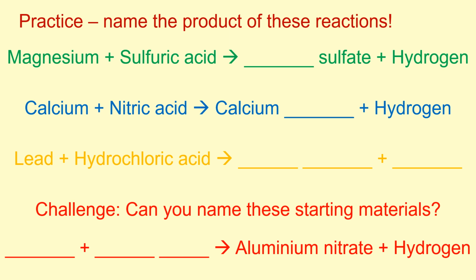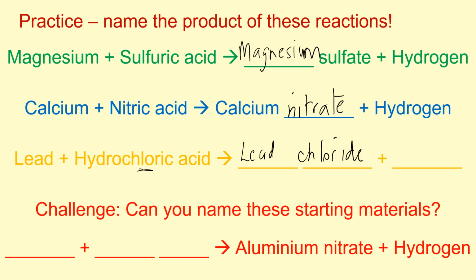The first one is magnesium plus sulfuric acid. So I should be making something sulfate plus hydrogen, and the answer is magnesium sulfate because magnesium is the metal I'm reacting with my sulfuric acid. Next one, calcium plus nitric acid. We make calcium nitrate because I'm using nitric acid. Lead plus hydrochloric acid. So remember chloric, so it'll be lead chloride. And remember from this part here, we're going to be making hydrogen.